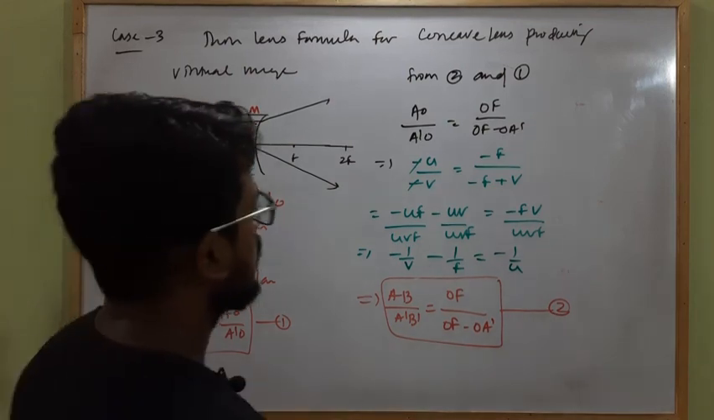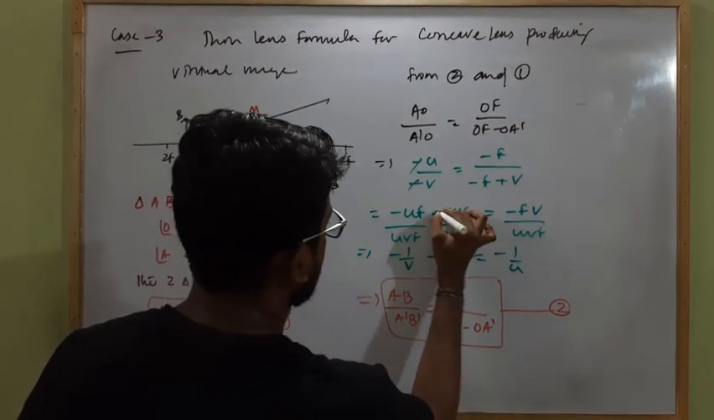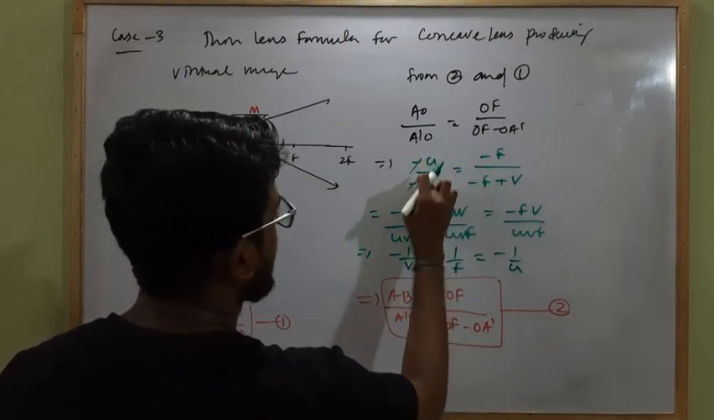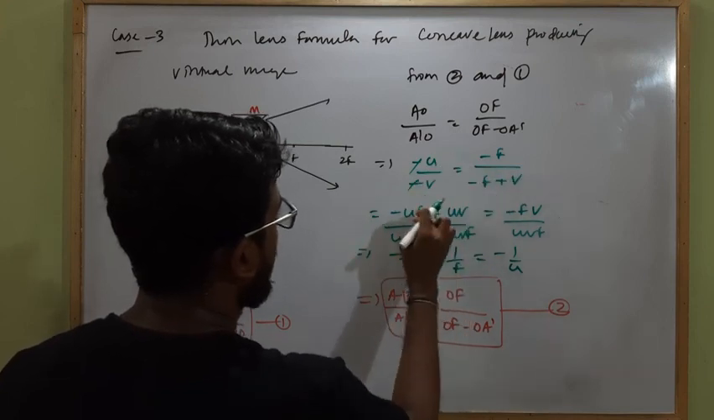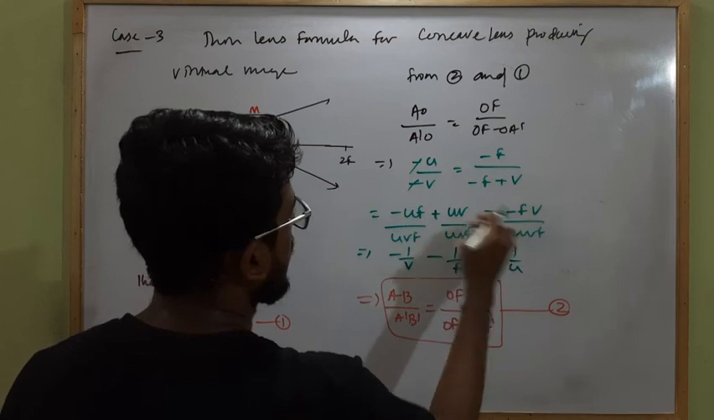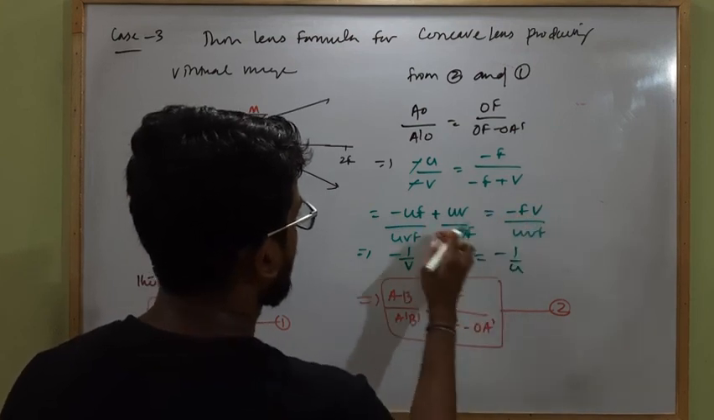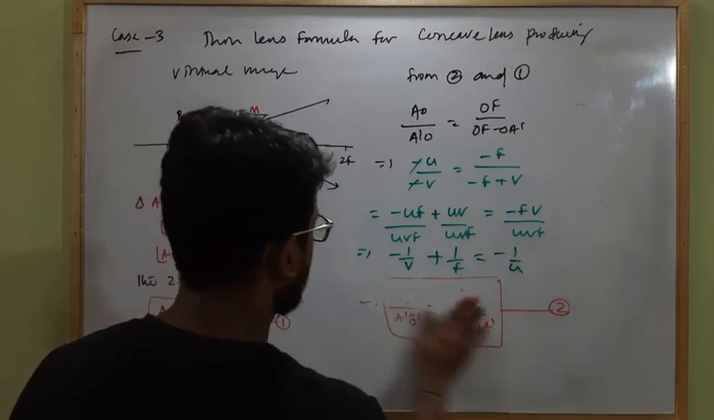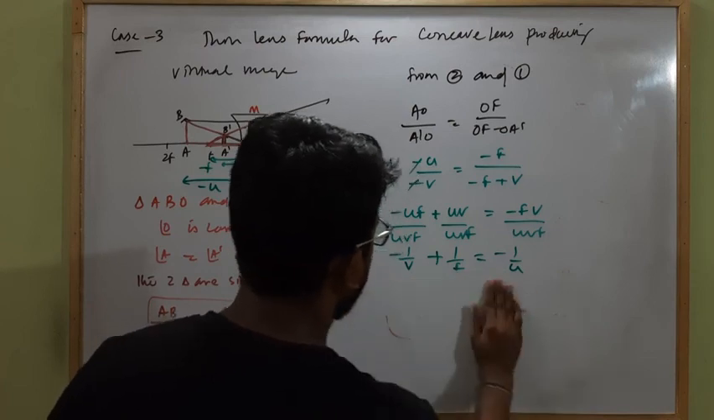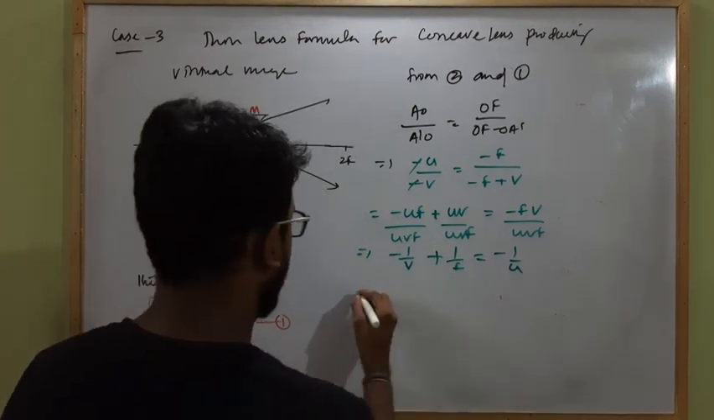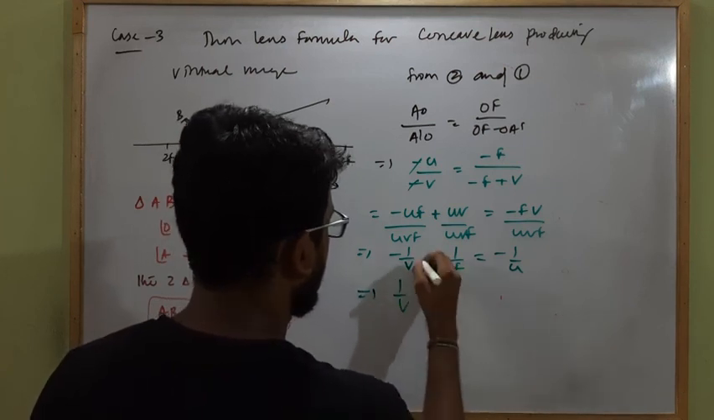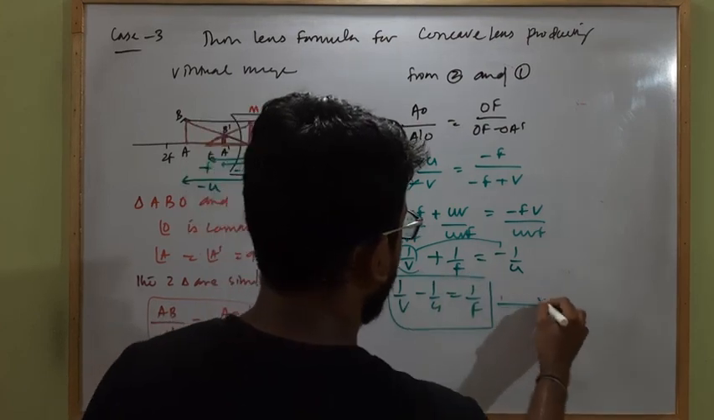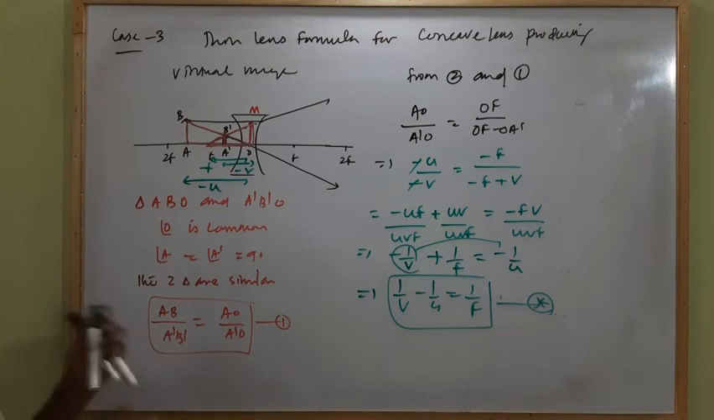Okay, so here it will be plus, because this is minus UF plus VU, because this is negative it will get cancelled. So minus F into U is minus UF, plus V into U, that is plus UV, equal to minus VF. So dividing on both sides by UVF it will be plus 1 by F equal to minus 1 by U. So by rearranging this we will get 1 by V minus 1 by U, taking this to the right hand side, equal to 1 by F. So this is the required lens formula for a concave lens producing virtual image.